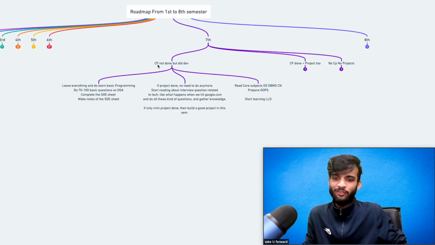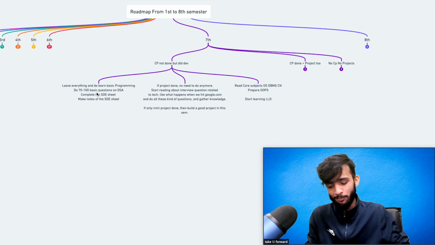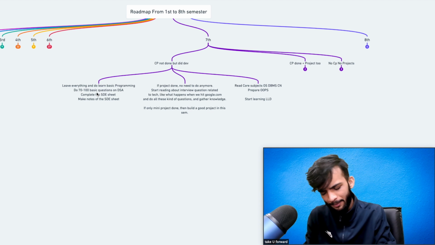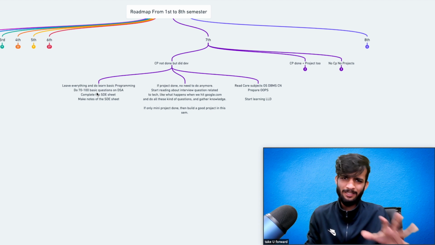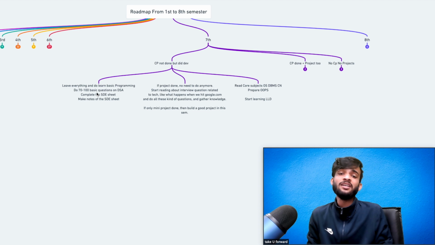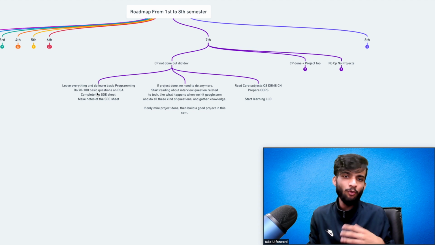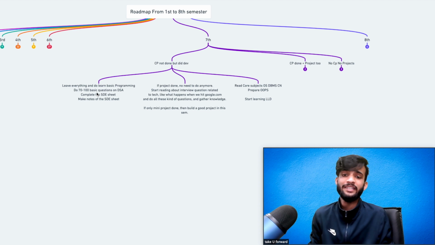So imagine you would have not done CP, but you did dev. So what's your first point? First point should be, do not even look around CP. Yes, leave everything. Just start basic programming. Solve 70-100 problems on the basic platform of GFG. After that, start doing the SD sheet, and the more you do the SD sheet, the more you'll get comfortable with the interview questions, right?